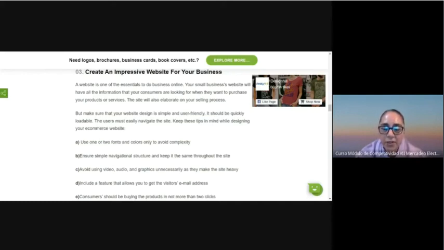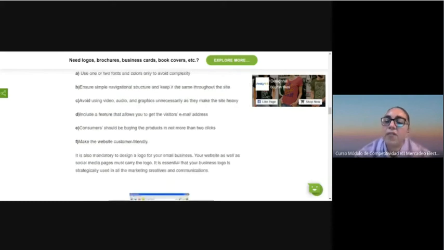Include a feature that allows you to get the visitor's email address. Remember that we talked about these mailing lists that are so important because we need to get the information of our customers, and that way we can send them offers, discounts, information about new products, etc. Consumers should be able to buy the products in not more than 2 clicks. So one click to put in the information of the debit or credit card or bank transfer, and another click to send the information. It has to be really easy to buy your products on your web page.